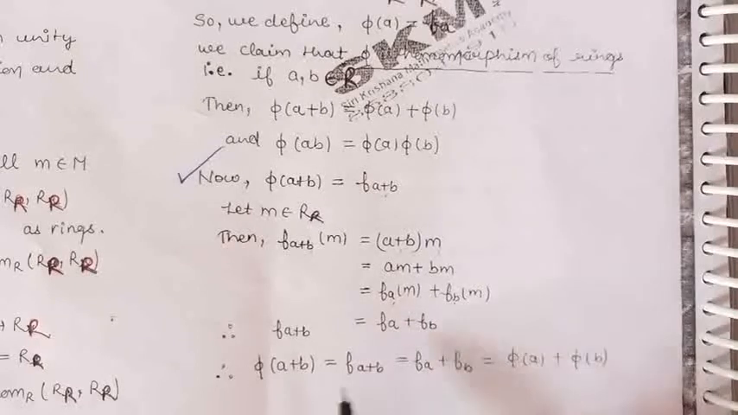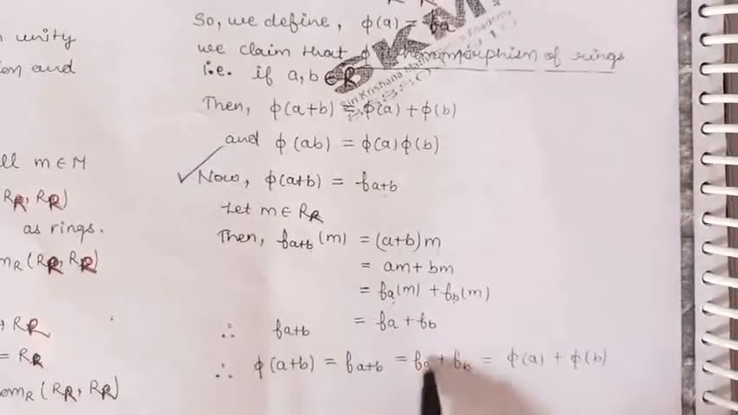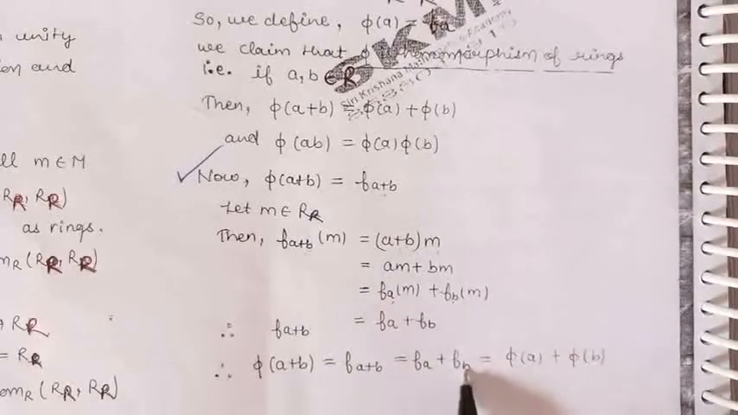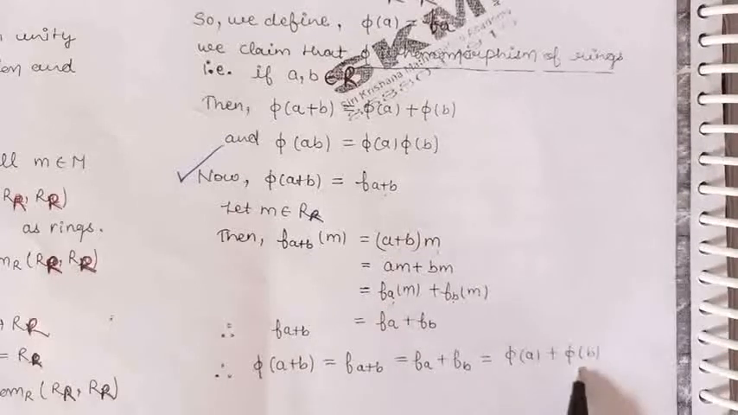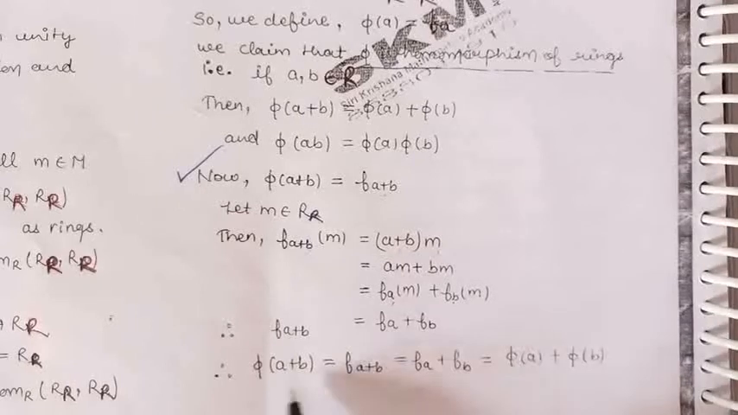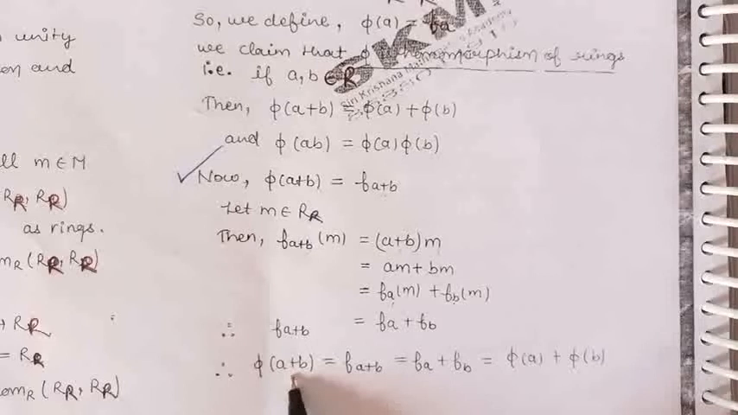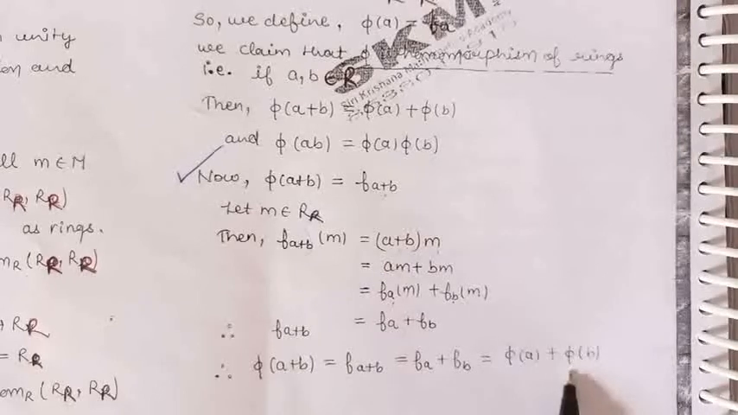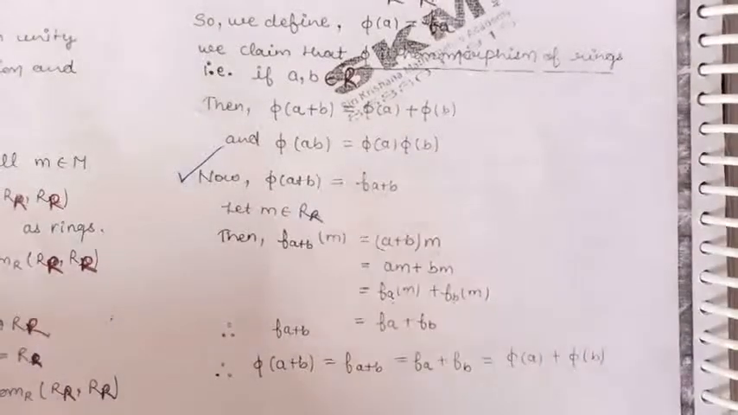Now f_a, by definition, is the image of element a under phi, and f_b is the image of element b under phi. So our first condition of homomorphism of rings is satisfied. We have proved the image of a+b under the mapping phi is the same as the image of a plus the image of b under the mapping phi. Now our next condition of homomorphism of rings.